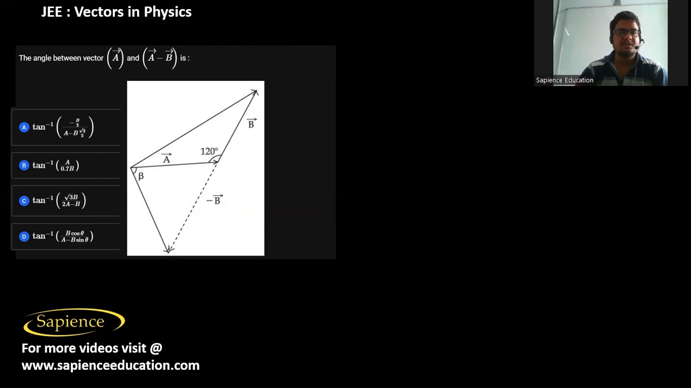Here it is told the angle in between the vector A and vector A minus B is vector A and vector A minus B.